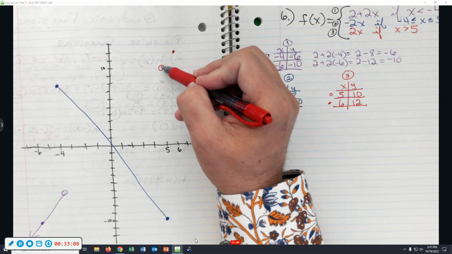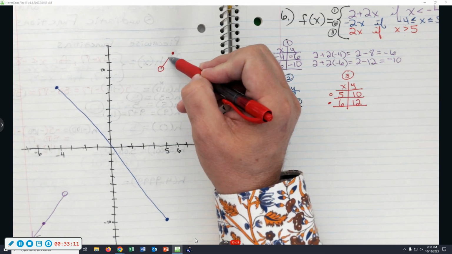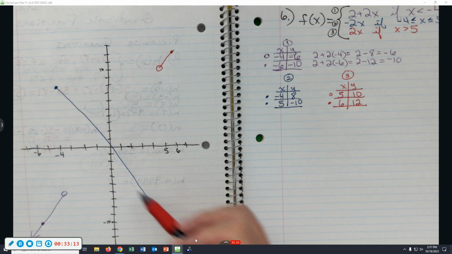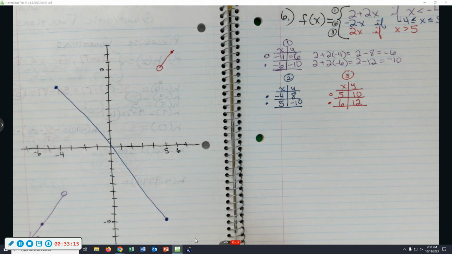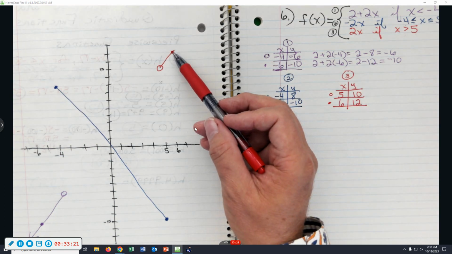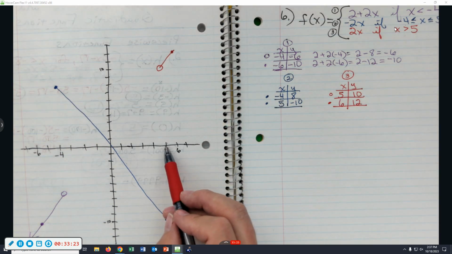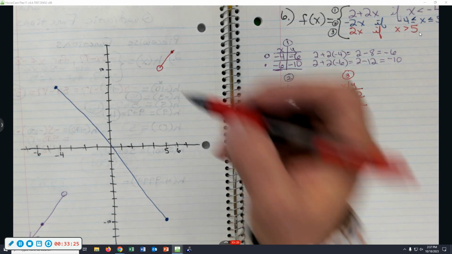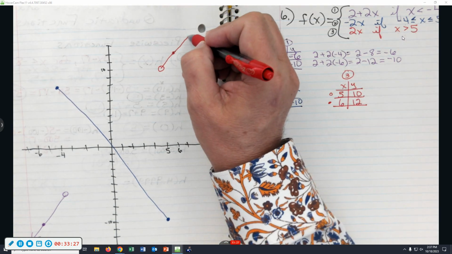Okay, we start at the cut point. We go to the right. Is it like this one here where it just stops? Am I just going to stop there? No. The interval starts at 5 and keeps going, so the graph keeps going.